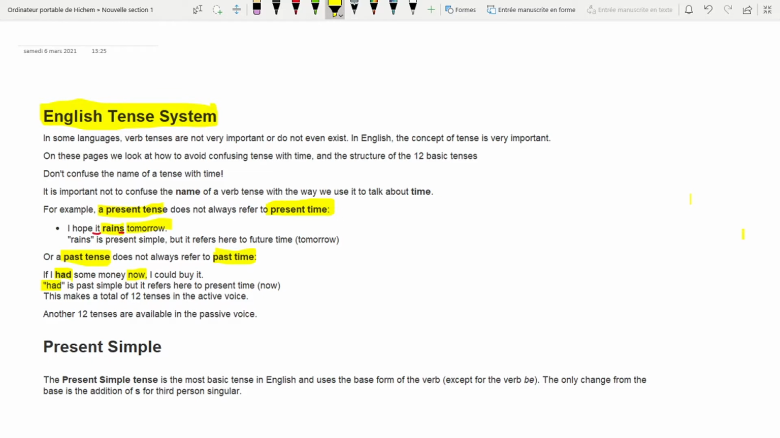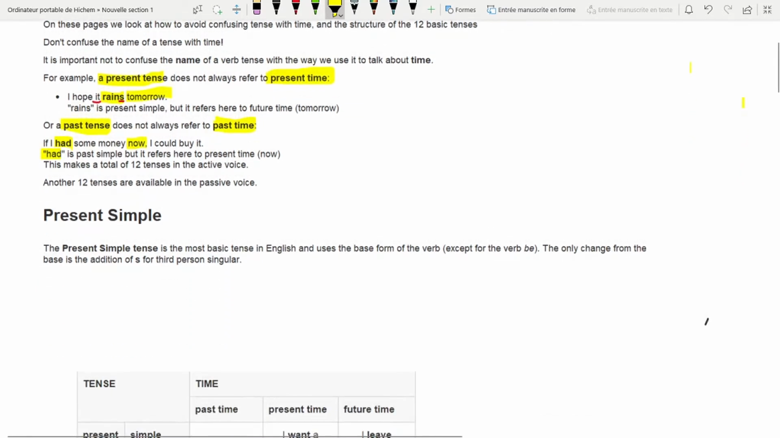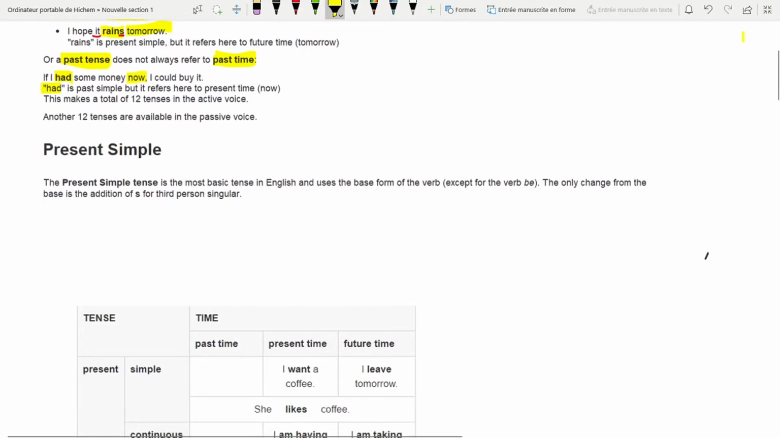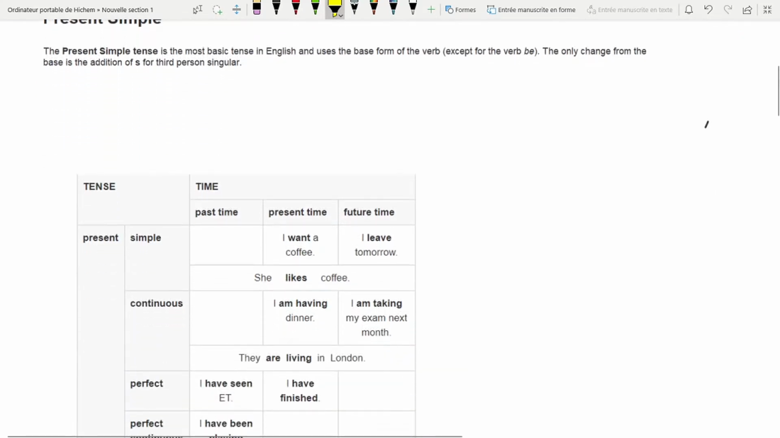And this, to conclude, makes a total of 12 tenses in the active voice. Another 12 tenses are also available in the passive voice, which we are going to see later on during the upcoming videos. Now, before we jump to the present simple, I'm going to give you a short table about all the tenses in the English language. I'll show you briefly how to read the table so that you can make the difference between tense and time. And then we are going to jump to today's lecture.